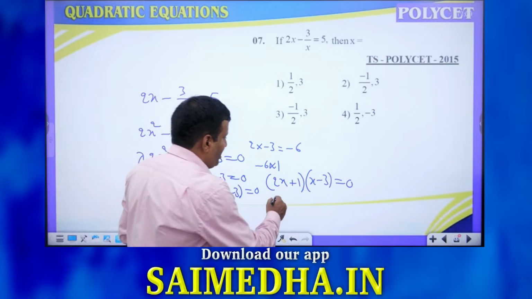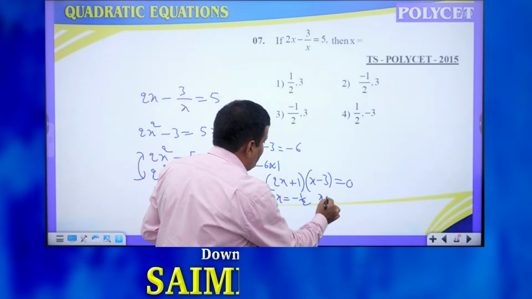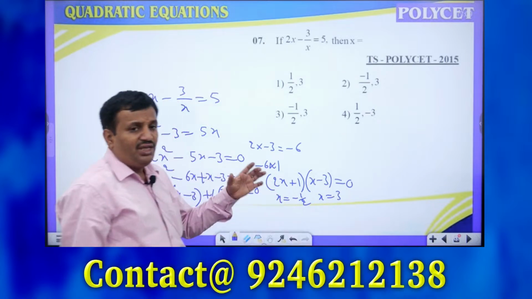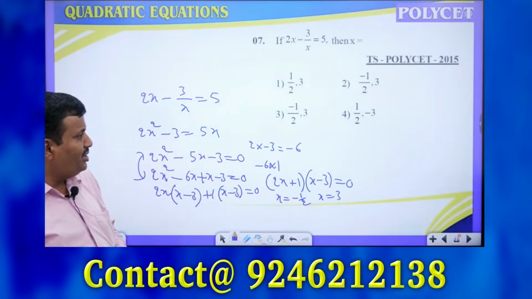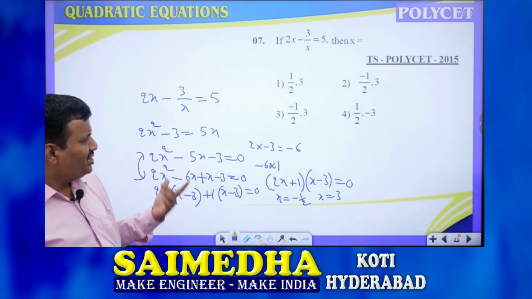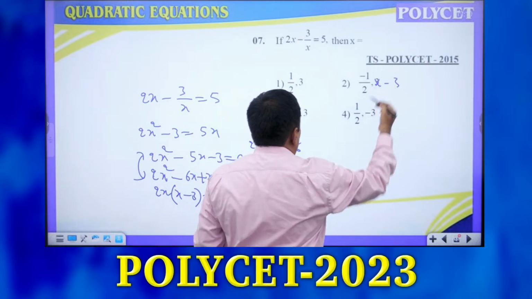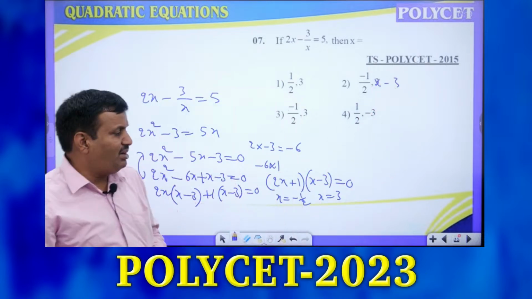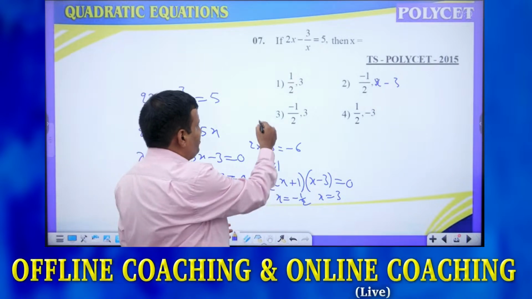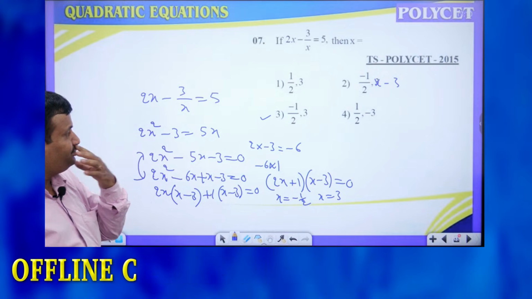What are the roots we are getting? Equate them. x is equal to minus 1 by 2. x is equal to 3. x is equal to minus 1 by 2, x is equal to 3 is the correct answer. Here two options are there. This is minus 3, please correct this one. What is the answer? Minus 1 by 2, 3. Which option is satisfying here? Option 3 is the correct answer, minus 1 by 2, 3.